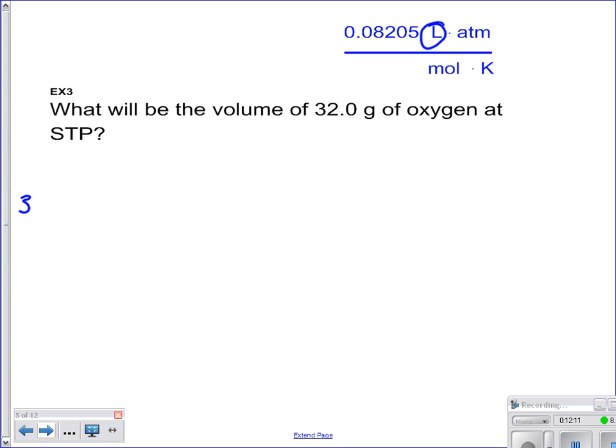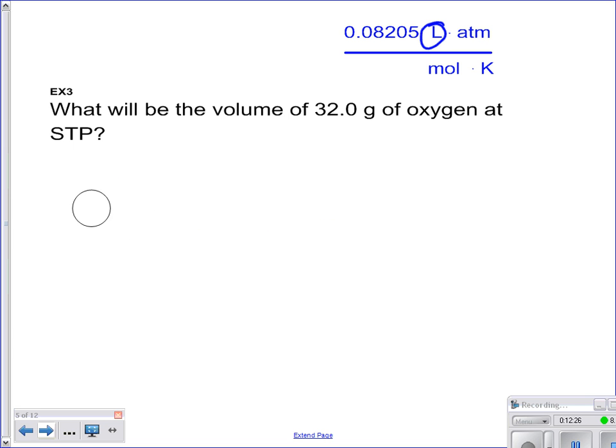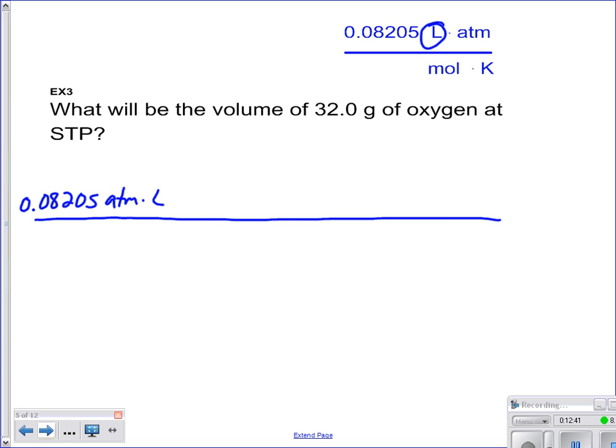Okay, so we're going to start with our 32 grams of oxygen. All right. And you know what? I'm sorry. I should not have done that. I did not mean to do that. Let's always start with our factor that we have up there, our R. So we're going to go ahead and say the 0.08205 atmospheres liters over mole Kelvin. Okay, so now the only thing that we really see given to us is 32 grams. What else do we have?